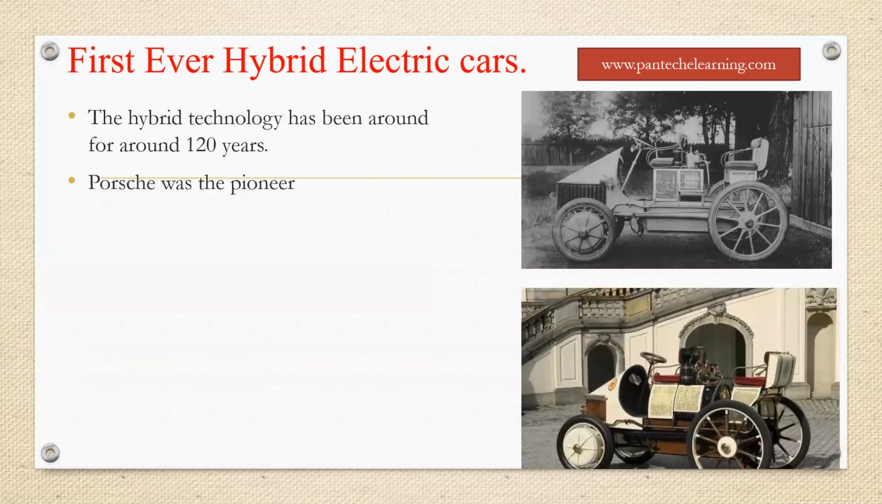So you can see here the first ever hybrid electric vehicle cars. A hybrid electric vehicle means a vehicle driven by two input sources: one is fuel and another one is battery. And in that battery place you can keep a super capacitor or ultra capacitor also. If you are keeping one, no issue. But this hybrid technology was introduced in the world around 120 years ago. Porsche was the pioneer of this hybrid technology.